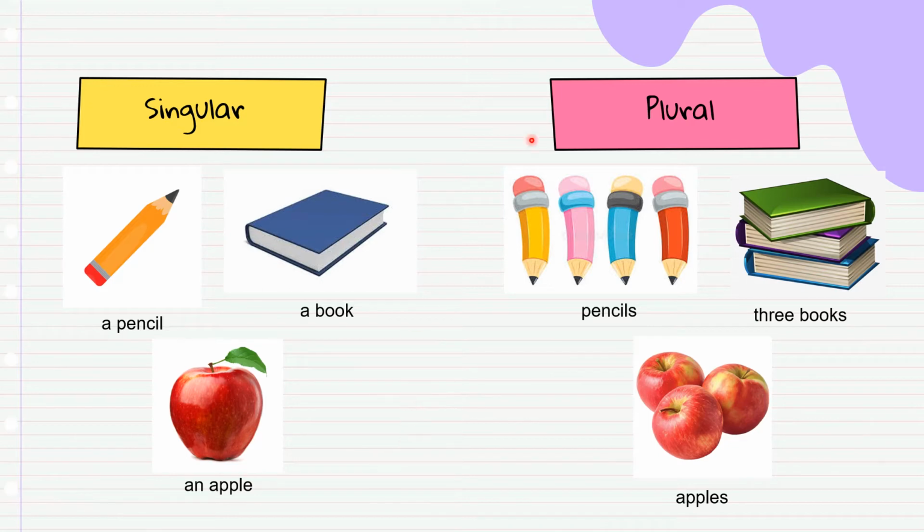Okay, now we are going to look at plural. Plural pencils. There are 4 pencils here. You can use pencils, and 3 books. 1, 2, 3. Okay, this one are apples. Remember to put S at the end of the nouns.